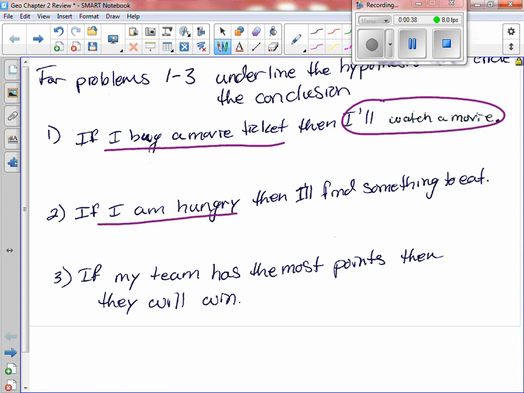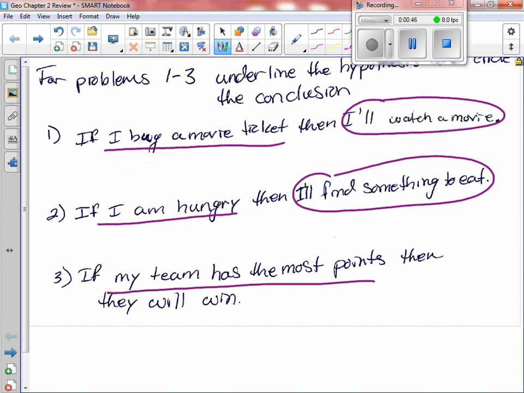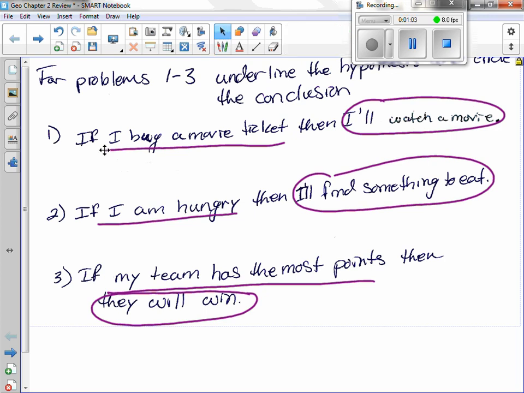For the second one, I am hungry. Then identifies the conclusion. If, then. That's all we have to do for these first few. We underline the hypothesis, circle the conclusion. So the hypothesis comes after the if. The conclusion comes after the then.